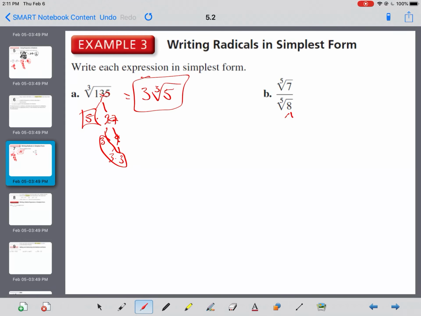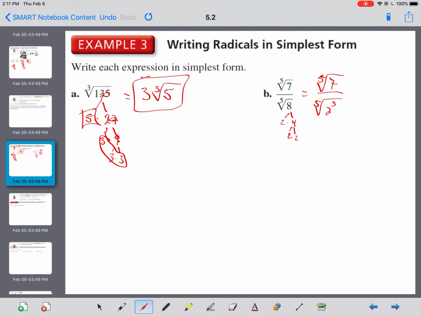Now, what I could do is break the 8 apart. I've got 2 times 4, which is 2 times 2 times 2. So technically, I've got the fifth root of 7 divided by the fifth root of 2 to the third. This is the simpler way. You could do it by multiplying by 8s. We only have 1 8. We need 5 of them, so you need to multiply by 8 to the fourth in order to simplify that.